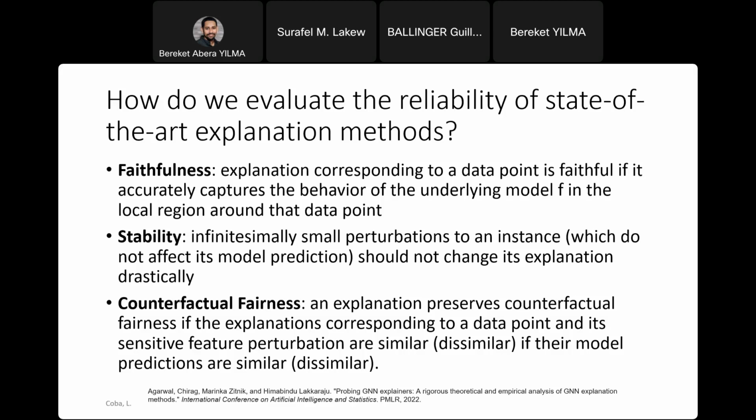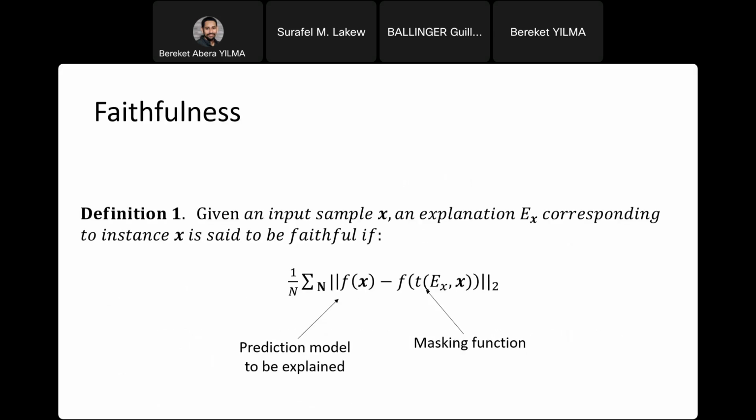And we want fairness, counterfactual fairness. An explanation preserves counterfactual fairness if the explanations corresponding to a data point and its sensitive feature perturbations are similar or dissimilar when their model predictions are similar or dissimilar. So, a more formal definition.